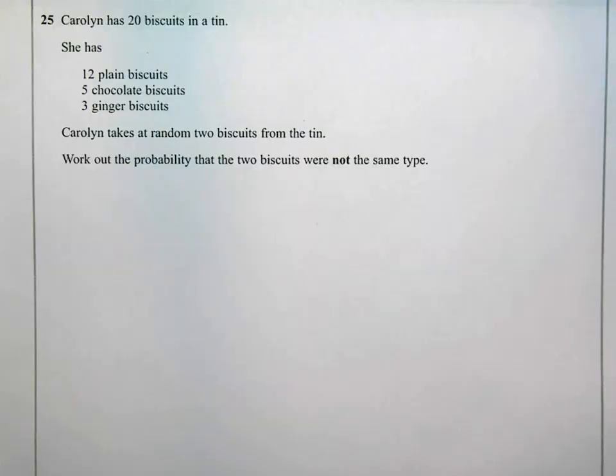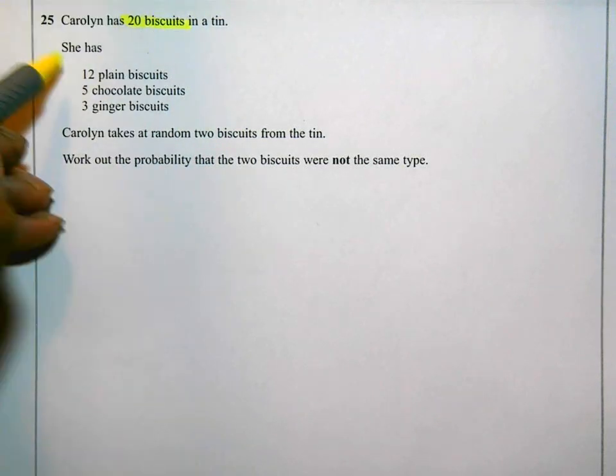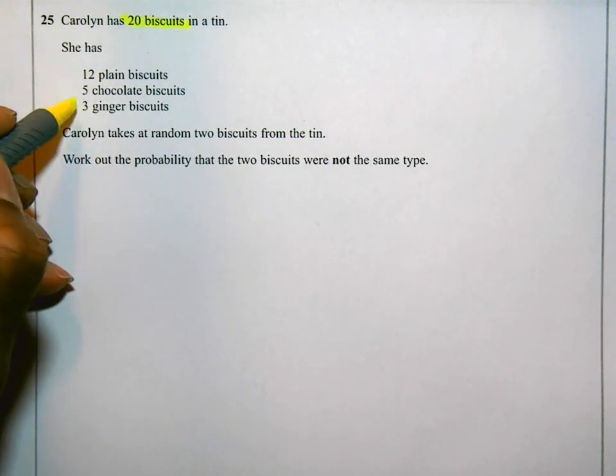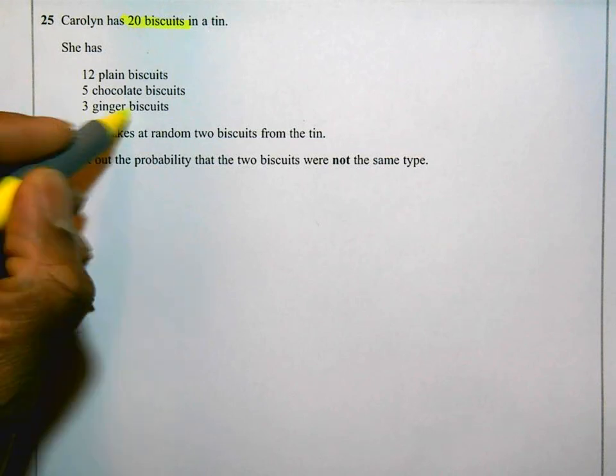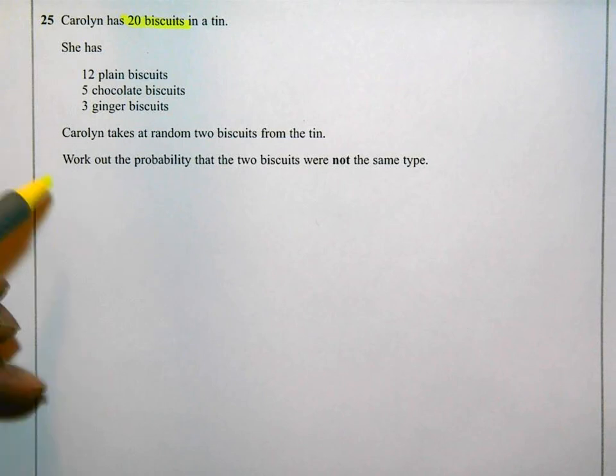This is question 25 on the higher calculator paper. Just reading through the question to begin with. The question says, Carolyn has 20 biscuits in a tin. There are 12 plain biscuits, 5 chocolate biscuits, and 3 ginger biscuits. And all three of these, 12, 5, and 3, add up to 20.